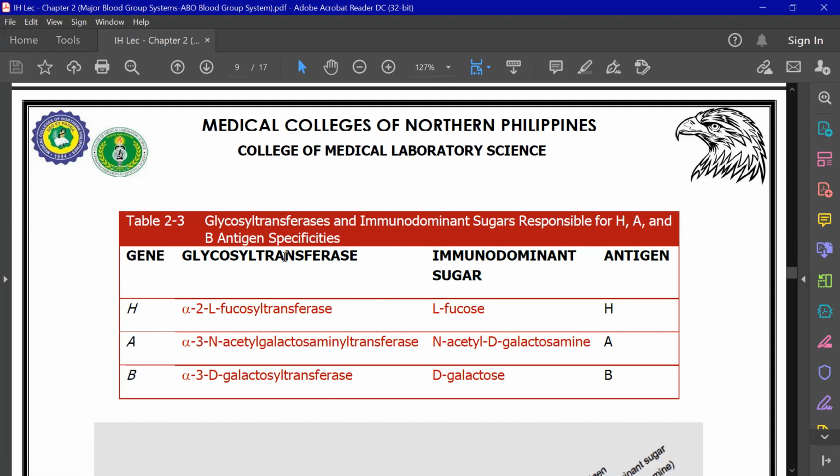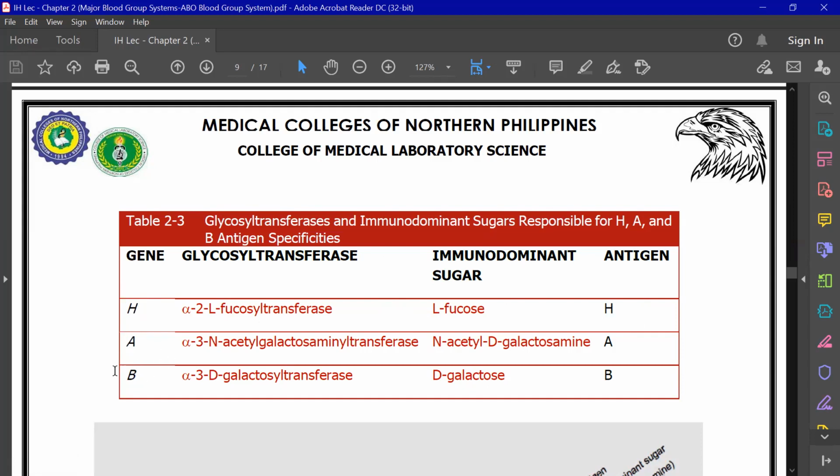Ano ang kanilang mga gene products? These are, for the H gene, we have your alpha-2 L-fucosyl-transferase or your FUT1. And then, ang immunodominant sugar niya would be your L-fucose. Ang end product niya ay your H antigen.